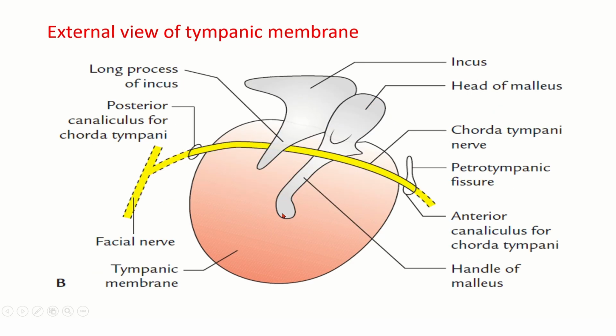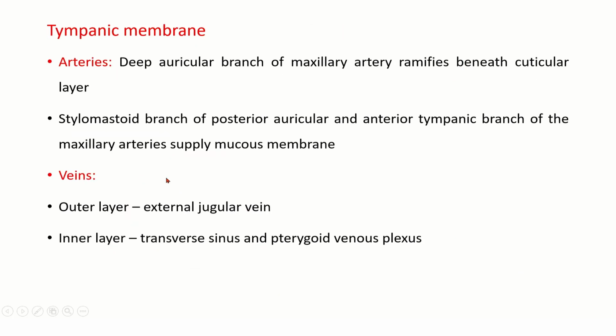If you see from inside, you can see directly the handle of malleus. You can see the chorda tympani extending from posterior to anterior, medial to the handle of malleus. Arteries: the deep auricular branch of the maxillary artery ramifies beneath the cuticular layer, that is the outer layer. On the mucous layer, the stylomastoid branch of the posterior auricular artery and the anterior tympanic branch of the maxillary artery supply the mucous membrane.